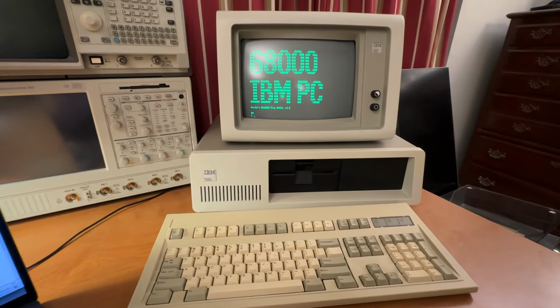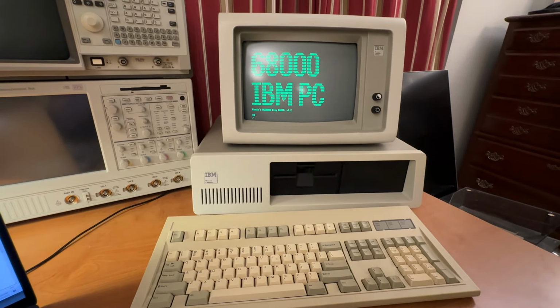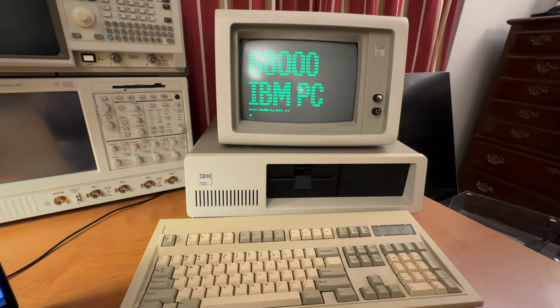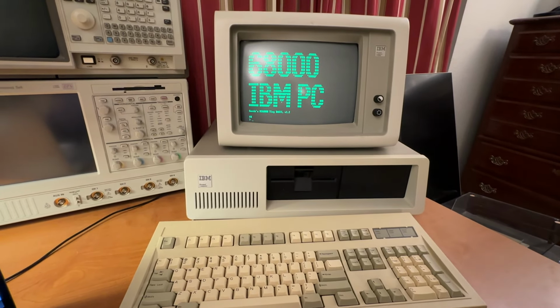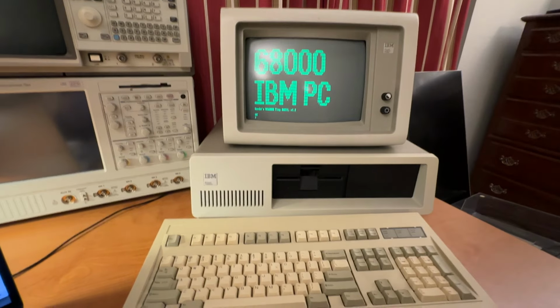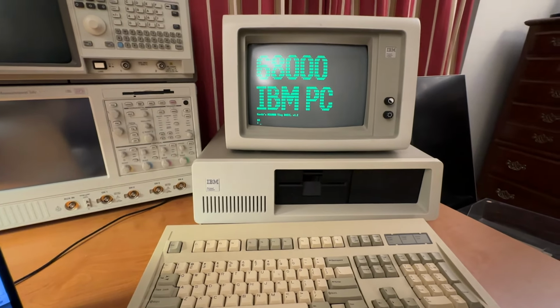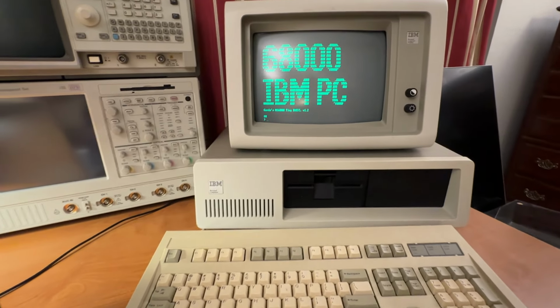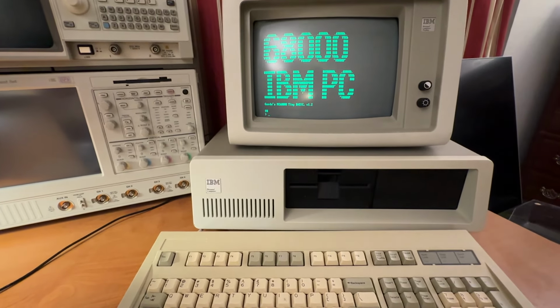Hi, this is Ted Fried, and I'd like to demonstrate what the IBM PC might have been like if they had selected the Motorola 68000 instead of the Intel 8088. So what I've got here is my IBM 5150 Model A, and it's running.